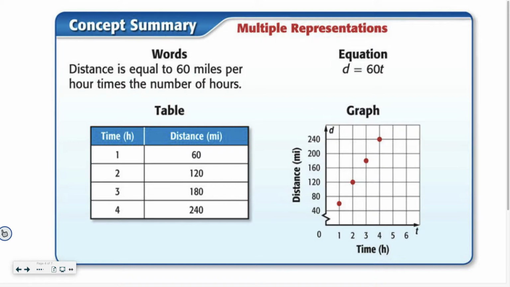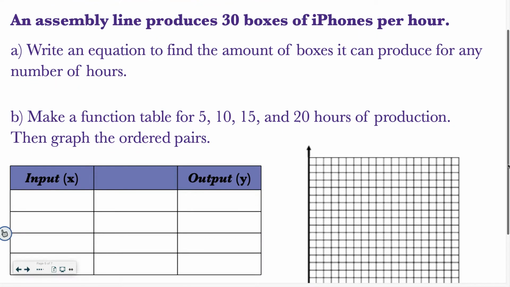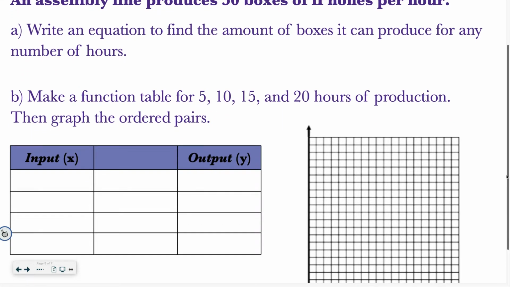Basically what we're doing is we're comparing words and converting them to tables or equations, and next we're also going to do some graphs. All right, so an assembly line produces 30 boxes of iPhones per hour. Write an equation to find the amount of boxes it can produce for any number of hours.